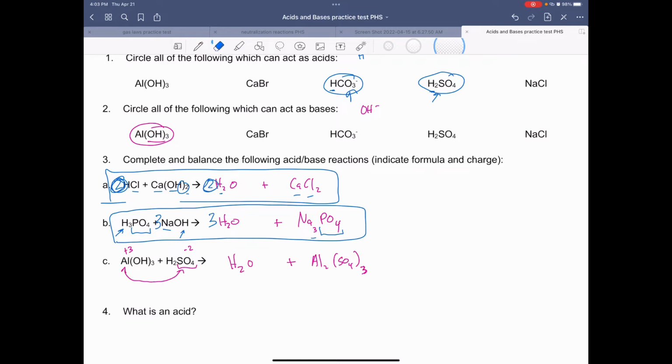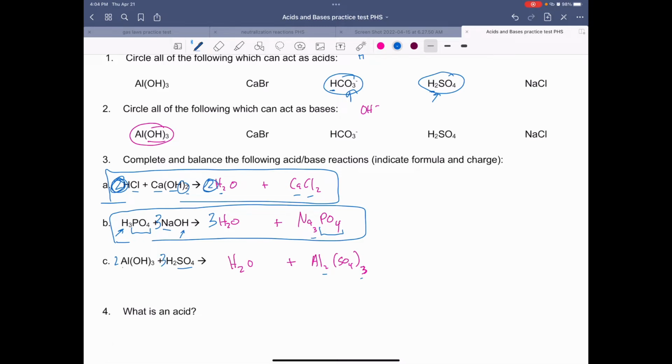So now we just got to balance this thing out. So let's put, we got 2 aluminums here, but only 1 right here. So let's put a 2 right there. Let's see if that helps us out. We only got 1 sulfate here, but we got 3 over there. So let's put a 3 right there, see what happens.